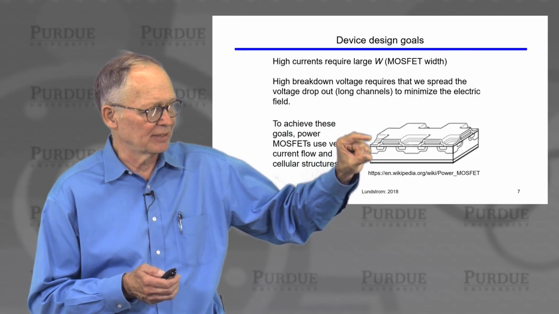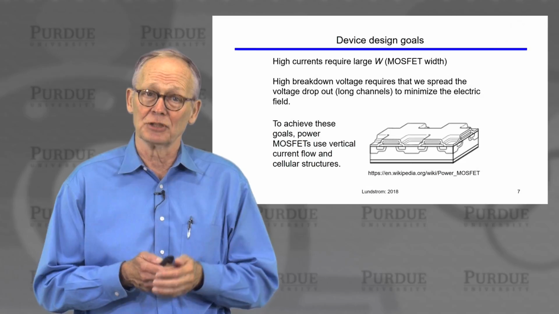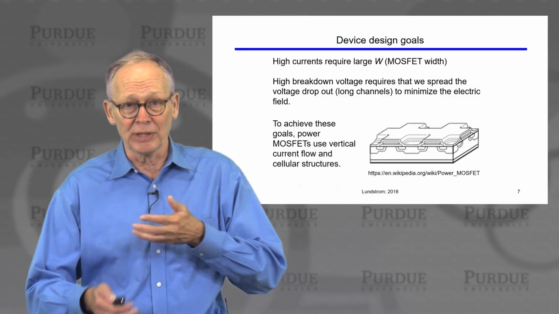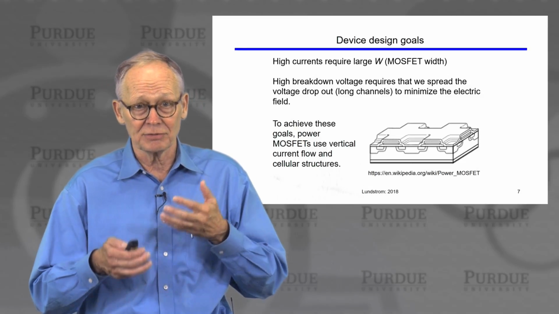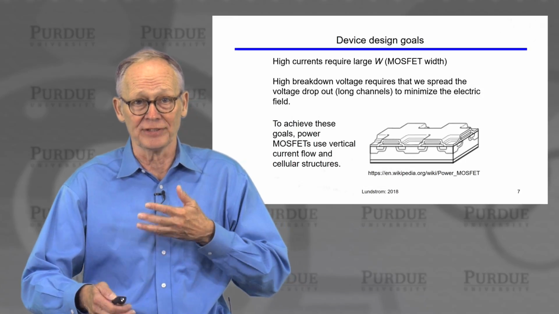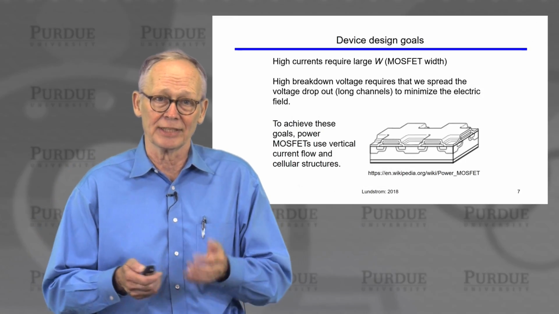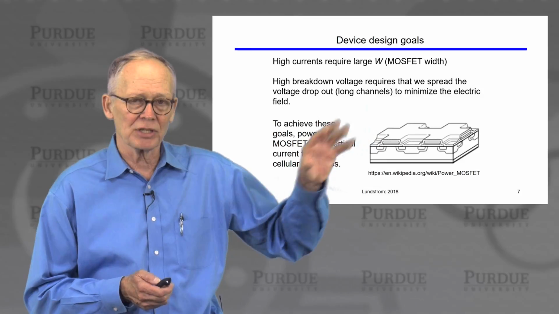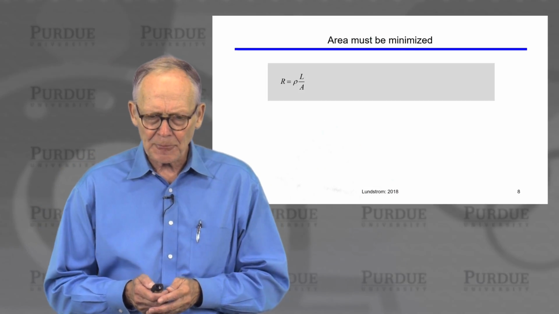This particular sketch is not really drawn to scale. The vertical dimension is very large to spread the voltage drop out across a large distance to lower the electric fields and increase the breakdown voltage. So much different structures that we use.